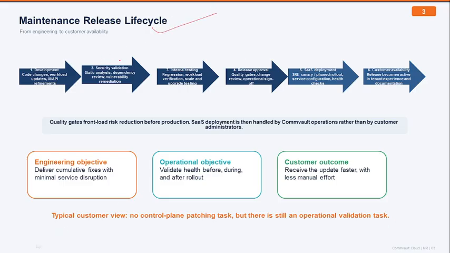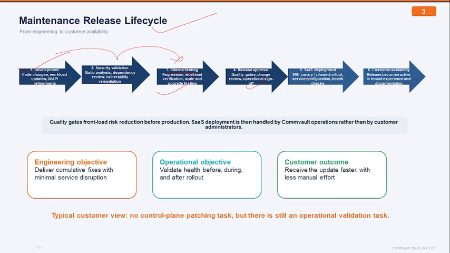Maintenance release cycle. Here please try to focus on this, from the engineer to the customer reliability. Development: code changes, workload updates, UI and API refinements. This is done by the CVSS team. Security updates, static analysis, dependency review, and vulnerability remediations. Internal testing: regression, workload verification, scale, and upgrade testing. I'm just explaining the cycles they follow. Release approval, quality gates, change review, operation sign-off.